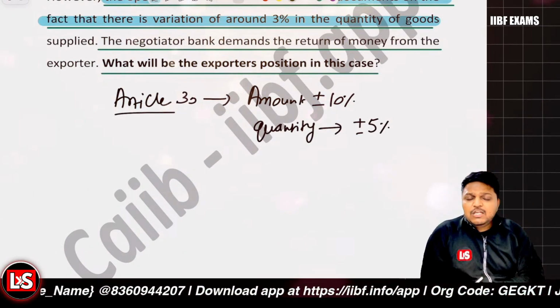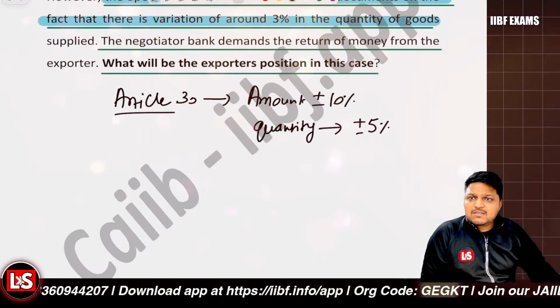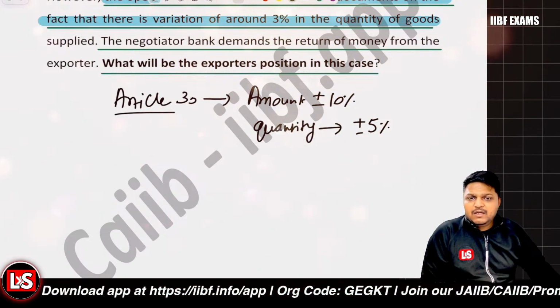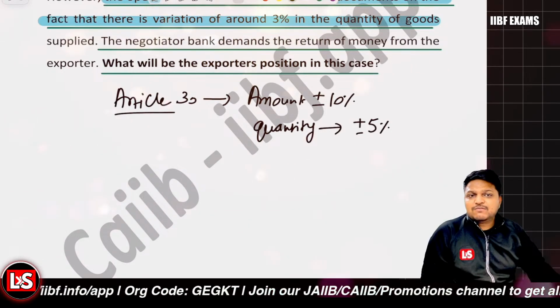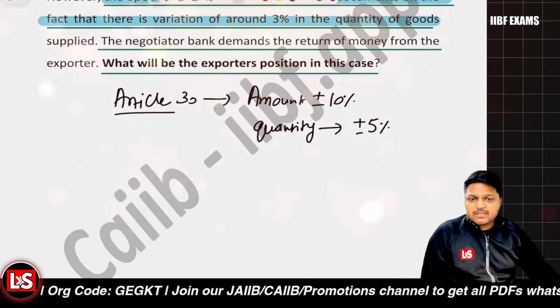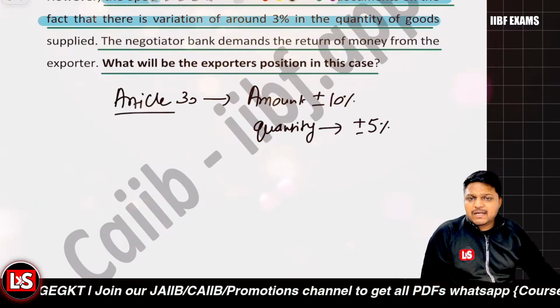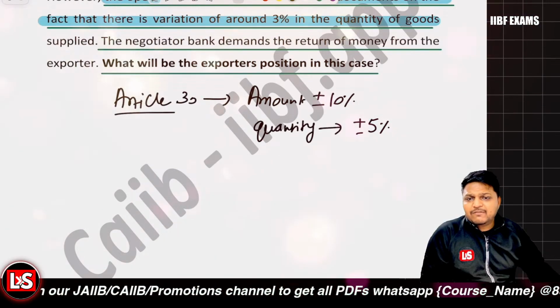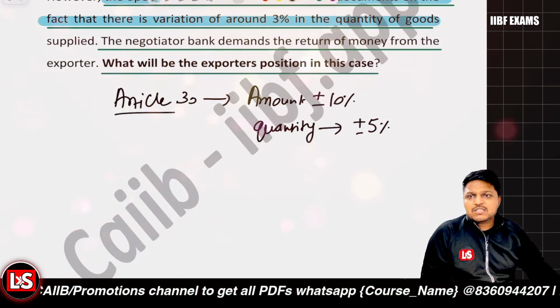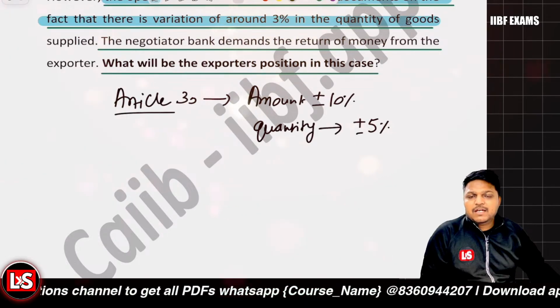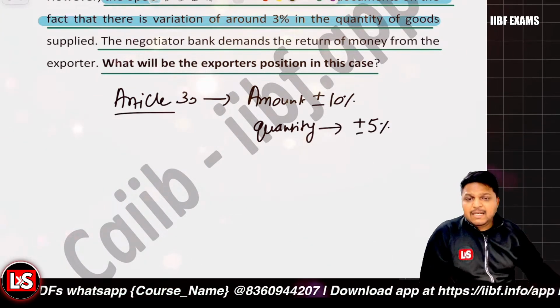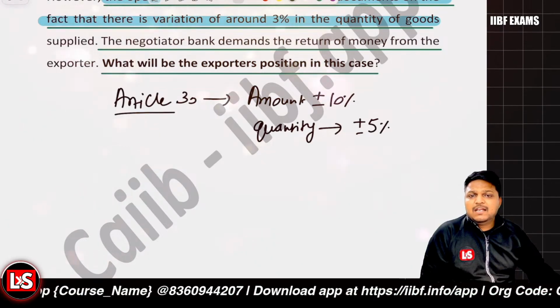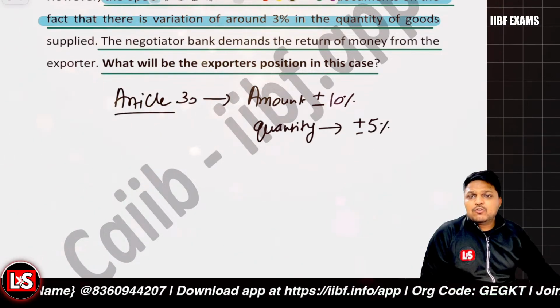So is the issuing bank justified? Here the variance is just 3%, whereas the variance allowed is up to plus minus 5%. So is the opening bank justified in saying that they are not going to comply with the letter of credit? No, they are not justified, right? Because the shipment is within the permissible limit as per Article 30. So what is the position of the negotiating bank?